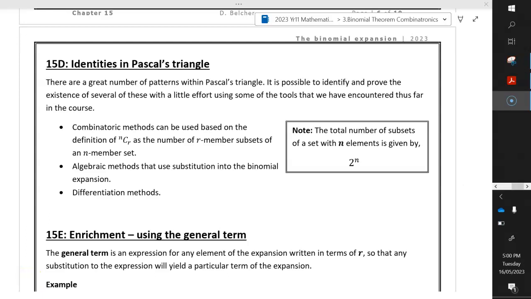Okay, hi Year 11. So today's video is going to have a little bit of a look at 15D, which are identities in Pascal's triangle.